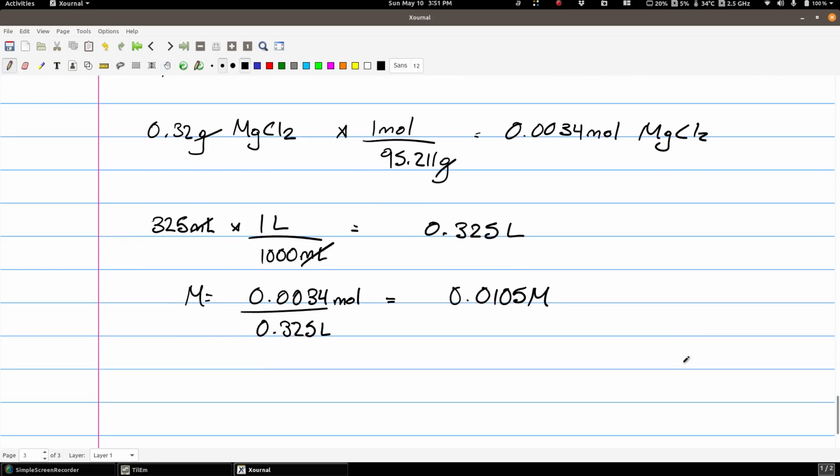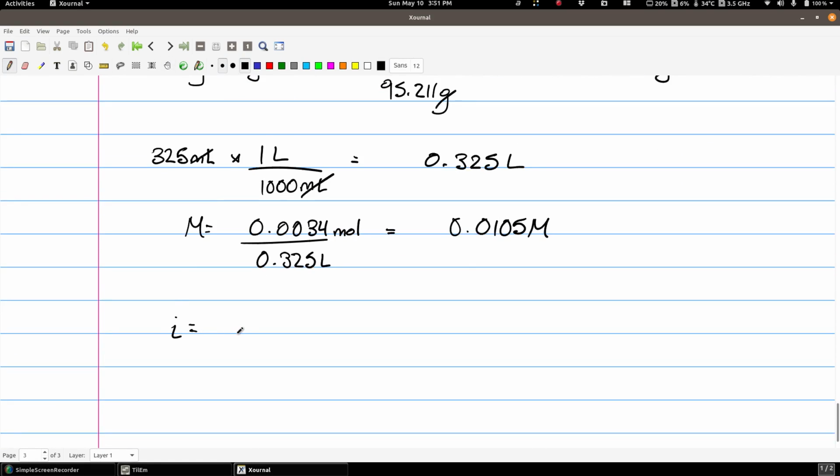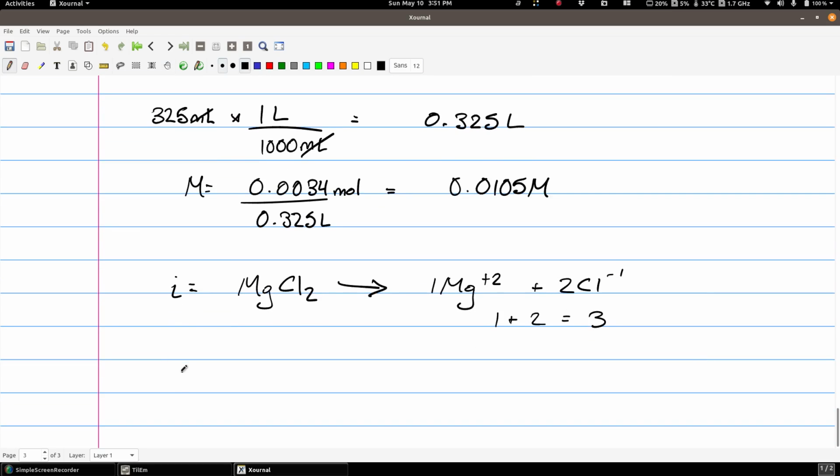Alright, and then our Van't Hoff factor. Technically you should do that first, but if this is dropped in the water and it dissociates, you're going to have magnesium 2 plus and 2 Cl negative 1. And this has to do with when I went over the periodic table many units ago, as to how many electrons elements are going to take or give up in their ionized forms. It has to do with the group numbers. So your Van't Hoff factor is 1 plus 2 equals 3. So now we just plug everything into the formula.